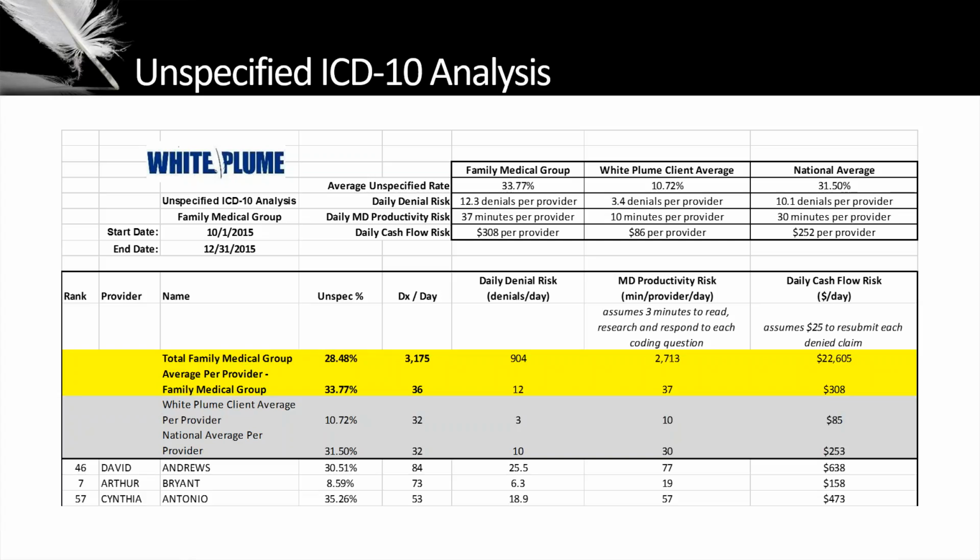And then lastly, the daily cash flow risk. That uses the medical economics figure of $25 per denial, the cost to resubmit a denied claim. So we simply take the new denials, multiply them by $25, and that's where you see that figure as well. So it gives you the summary data at the top, and then at the bottom you can see each provider, Dr. Andrews, Dr. Bryant, Dr. Antonio, where you can see their individual numbers.